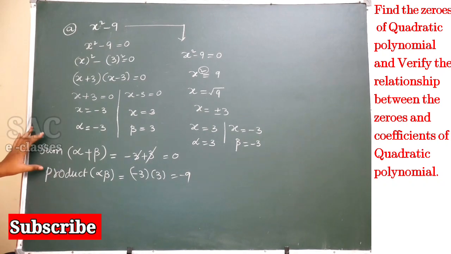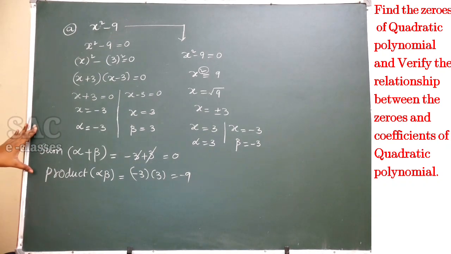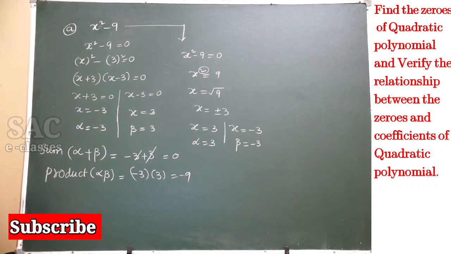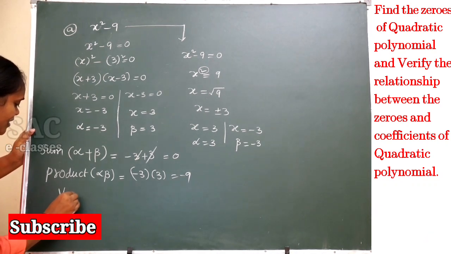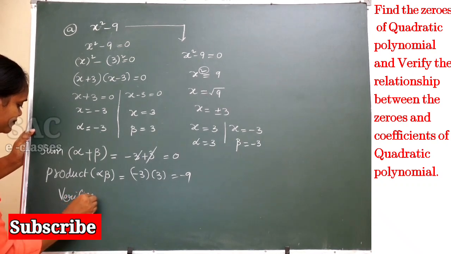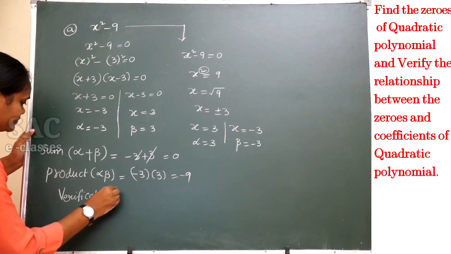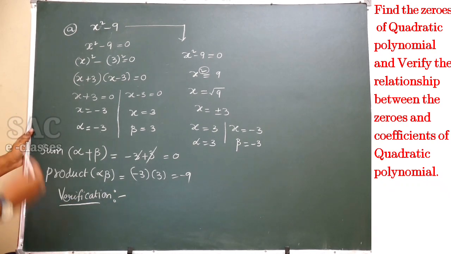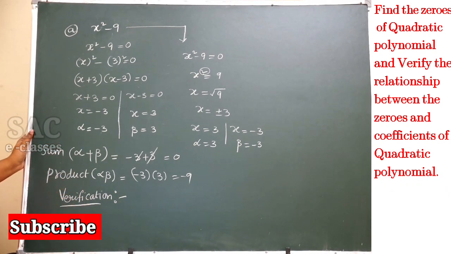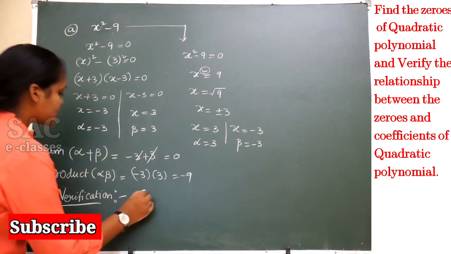These are actual values. Whether these are correct or not, let us verify with the relationship identity. So what will we do? We are doing verification. For verification, you should identify what the coefficients of the quadratic polynomial are. First, compare.